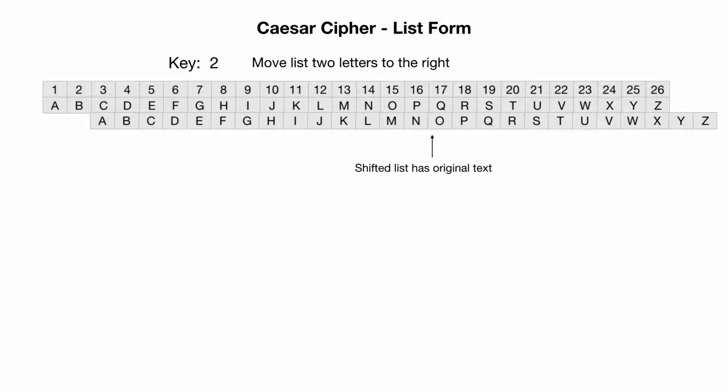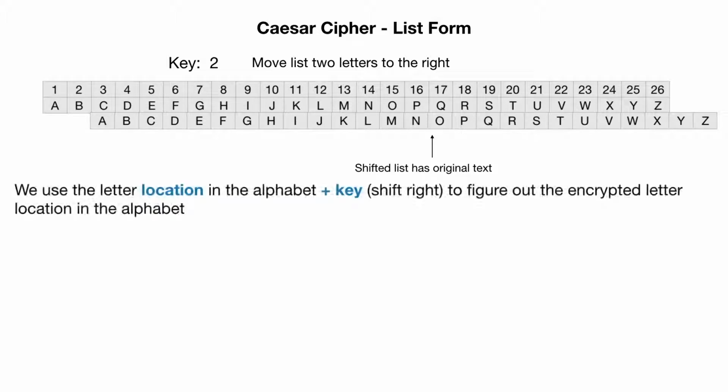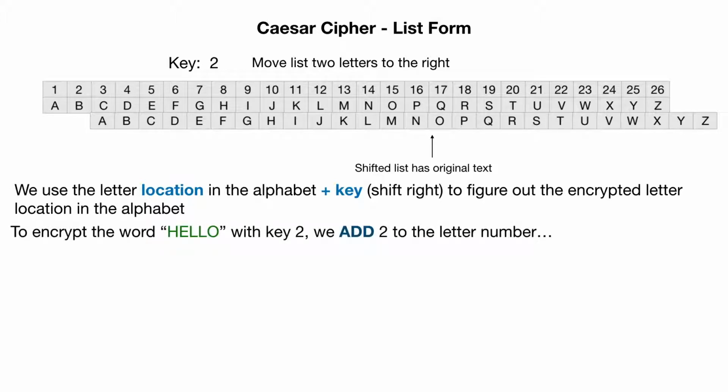So that would be a way to do what we did in a circle, doing it in a list or a string form. So we're using that location in the alphabet plus the key. So we're adding that key number to the location in the alphabet to figure out that encrypted letter. So let's look at an example.